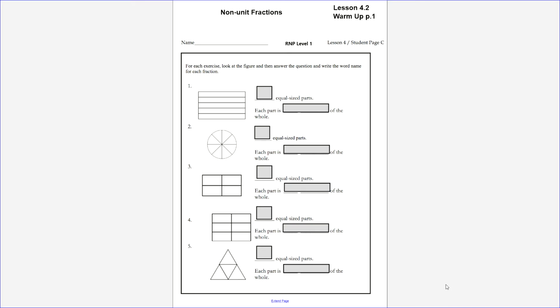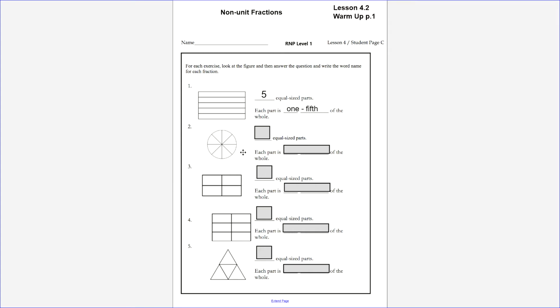We're going to go ahead and warm up our brains. We're going to look at each figure and then answer the question and write the word name for each fraction. First, look at number 1. How many equal-sized parts is the unit broken into? Yes, it's broken into 5 equal-sized parts. So now I want you to think, each part is how much of the whole? What is the unit fraction? The unit fraction is 1/5.